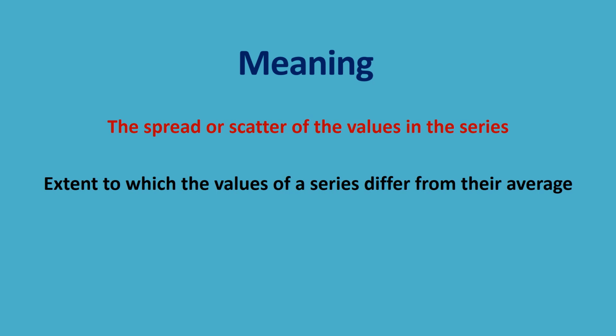It is a degree of the scatter or the variation of the variables about a central value. The extent of variability is measured by comparing the individual values of the variable with the average of all the values and then calculating the average of all the individual differences. That is what is called a measure of dispersion.